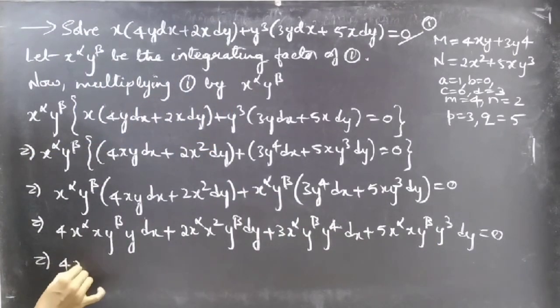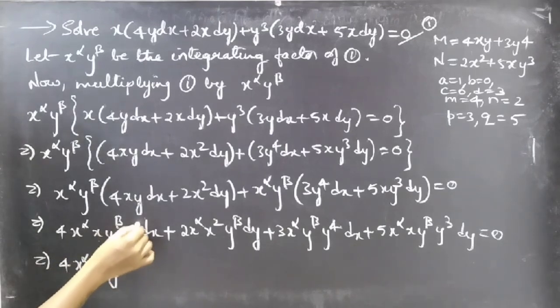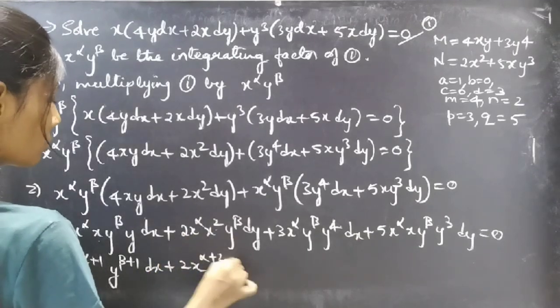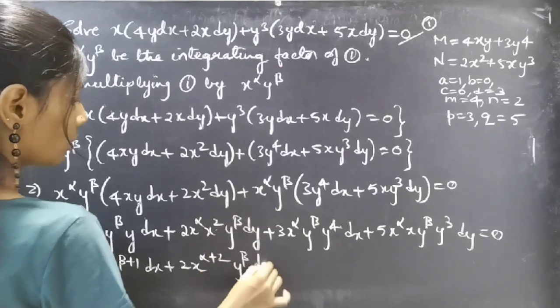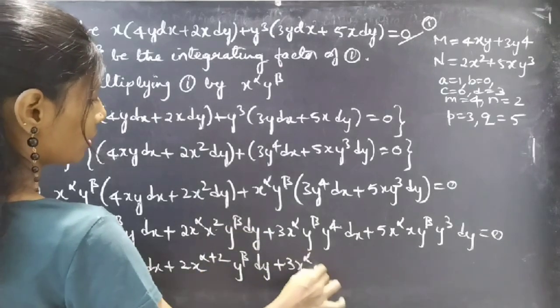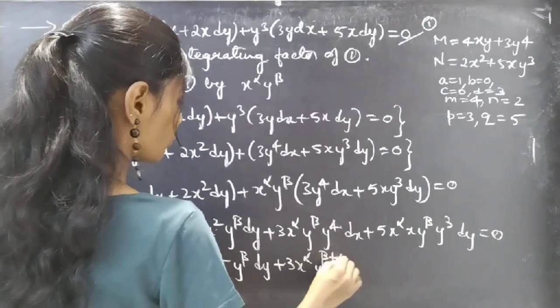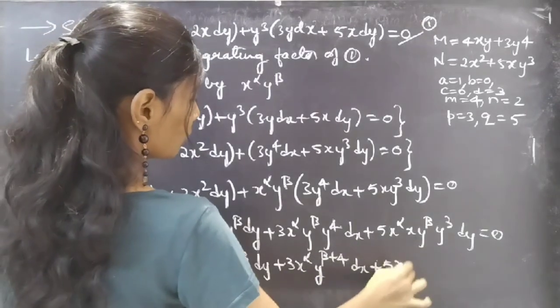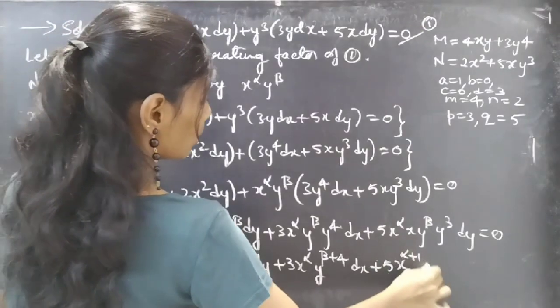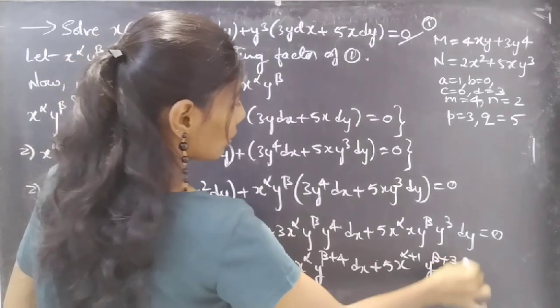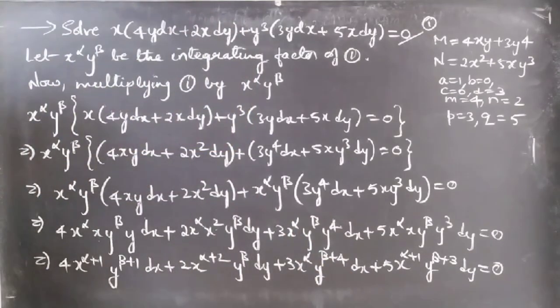Or we can write this as 4 into x^α into x can be written as x^(α+1) into y^β into y can be written as y^(β+1) into dx plus 2 x^α into x² can be written as x^(α+2) and y^β dy plus 3 x^α into y^β into y⁴ can be written as y^(β+4) into dx plus 5 x^α into x can be written as x^(α+1) into y^β into y³ can be written as y^(β+3) into dy equal to 0.